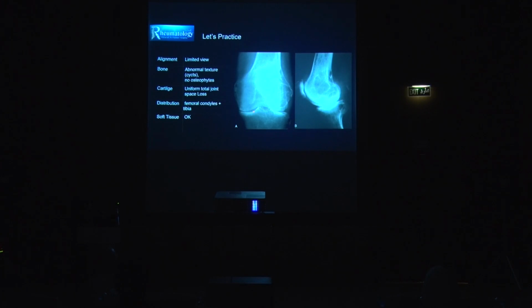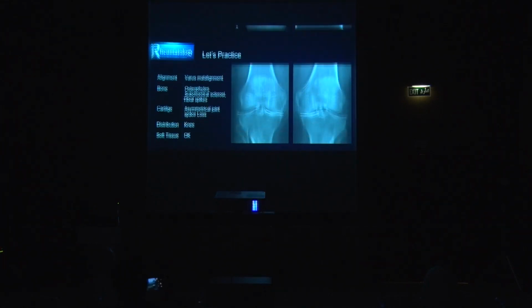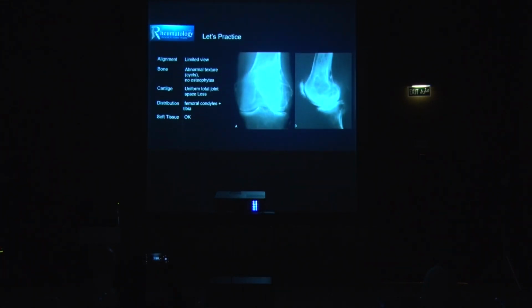So this patient has a secondary osteoarthritis, and he has large cystic lesions in the femur and the tibia. Okay. So this is actually a case of rheumatoid arthritis with what you call geodes. So patients with rheumatoid, they can form big cystic lesions in the bone. We call them geodes.